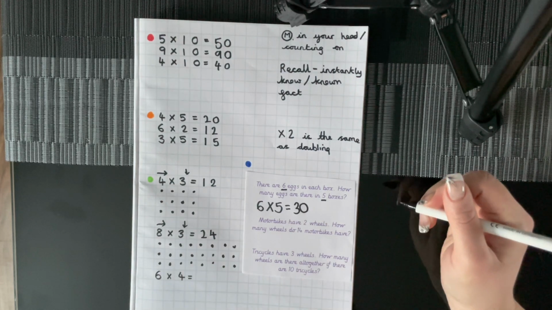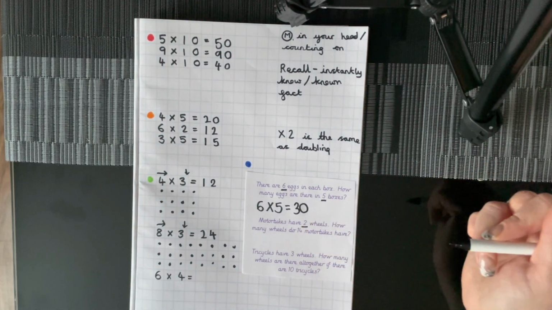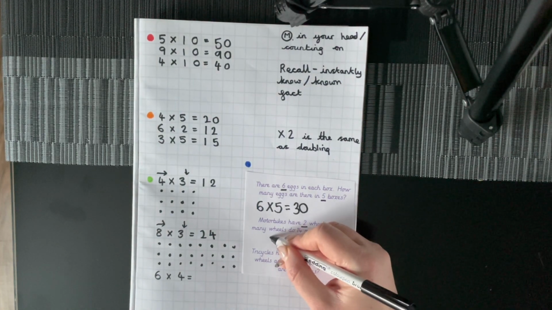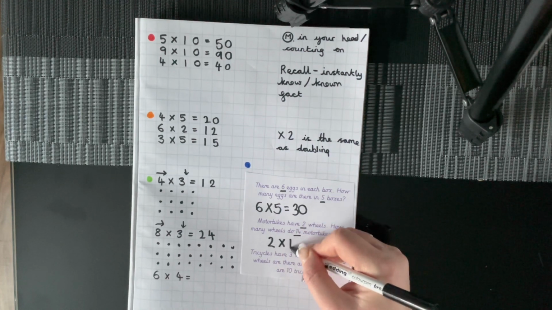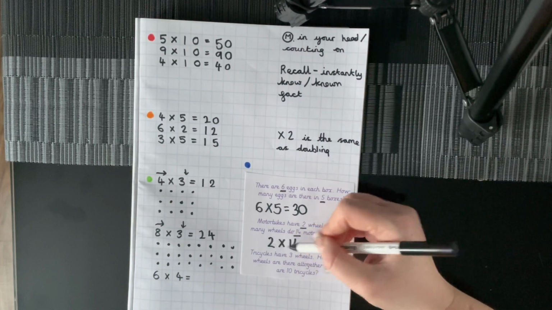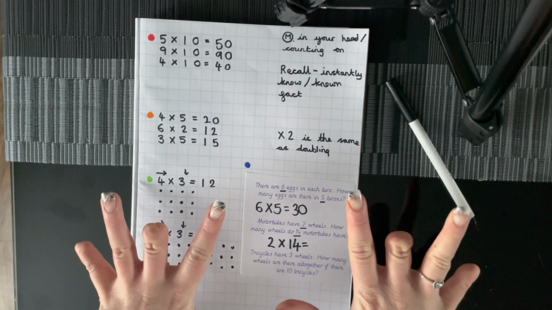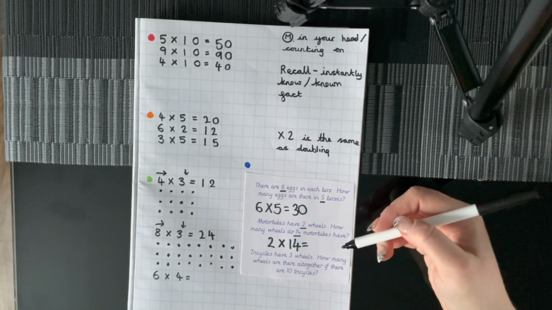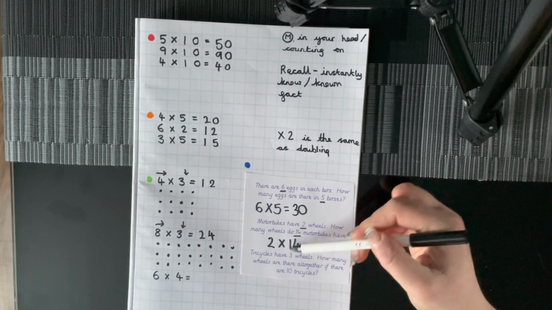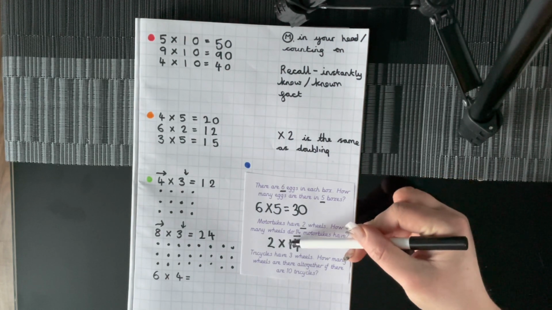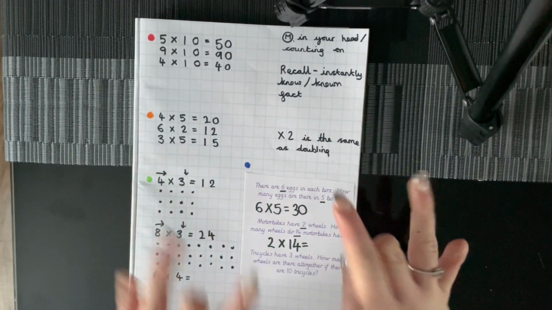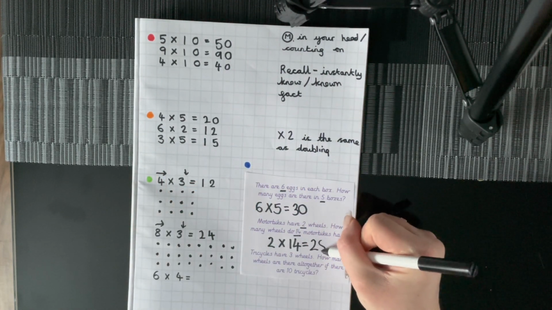And then motorbikes have 2 wheels. How many wheels do 14 motorbikes have? So we have 2 times 14. Well, I can't count in 14s yet, but I can count in 2s. But I also only have 10 fingers. So what we could do is double, as times 2 is the same as doubling. So all we do is double the 10s and double the 1s. So 10 add 10 is 20, and 4 add 4 is 8. So my answer is 28.